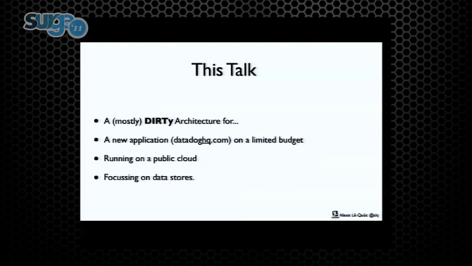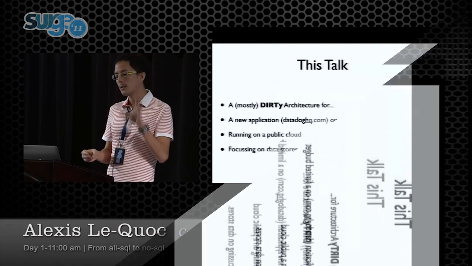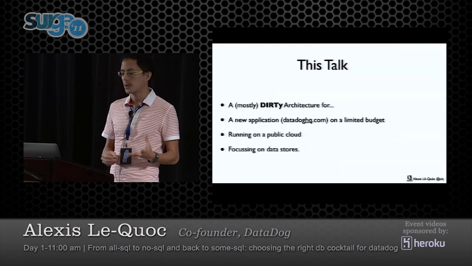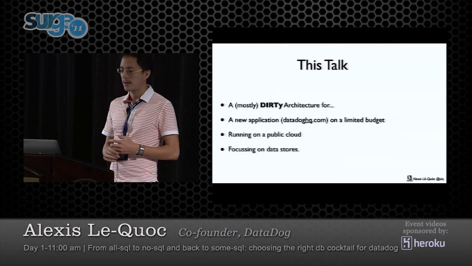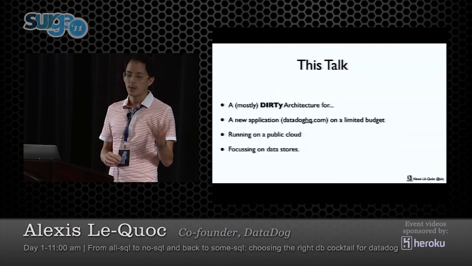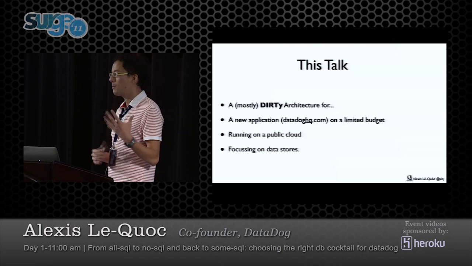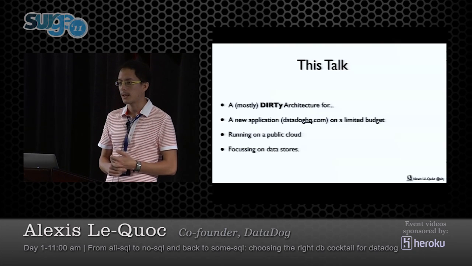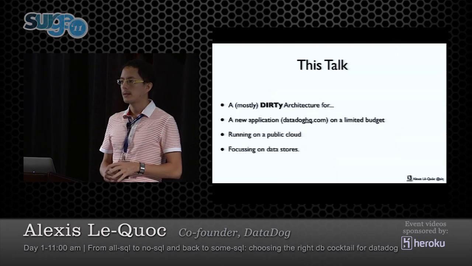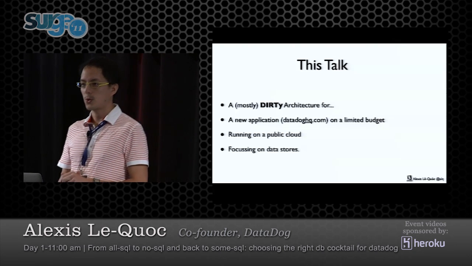So in this talk, I want to spend some time talking about what's called a dirty architecture, so dirty as in data-intensive, real-time, and that we put together for a new application. That's datadog.com. And we had a limited budget to do that. And because we had the limited budget, no money to really buy servers, we ended up running on a public cloud. In this talk, I really want to focus on data stores.